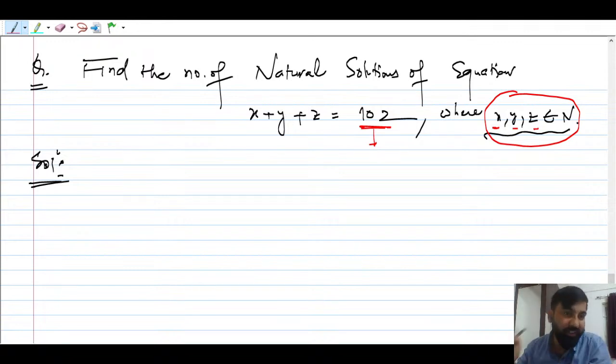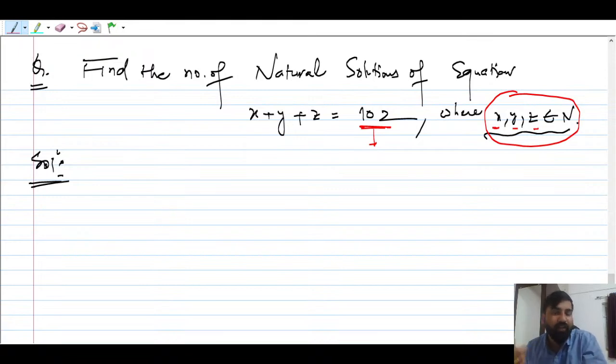One coin. You can't give zero coins to each beggar. I mean, no beggar should go back home with no coins, right? Remember, zero cannot be given, because one of the combinations could be 0 plus 0 plus 102, right? But they have already said x, y, z should be natural numbers, and 0 is not a natural number, as we know. 0 plus a natural number would give a whole number, but 0 is not a natural number.